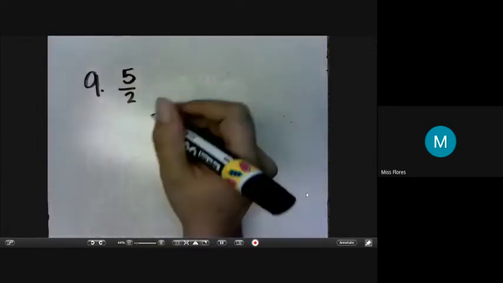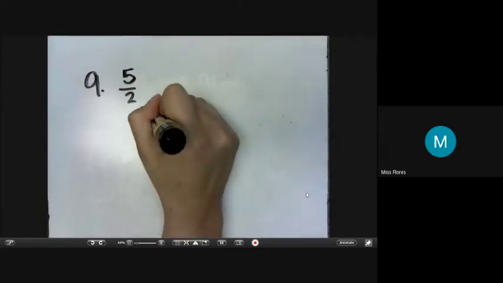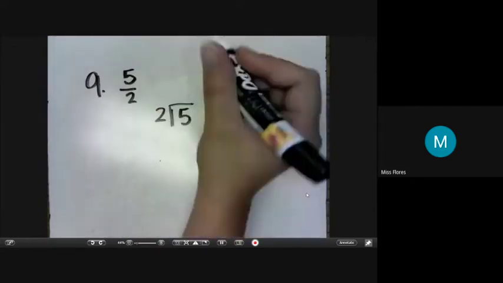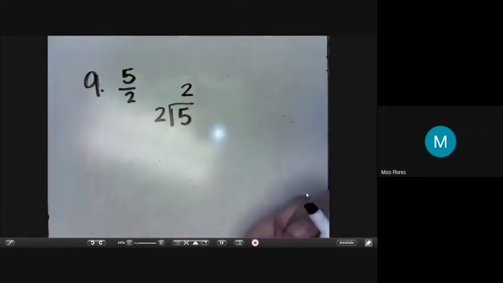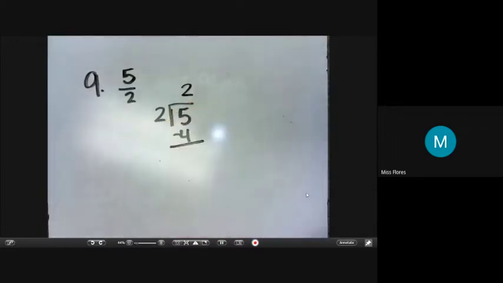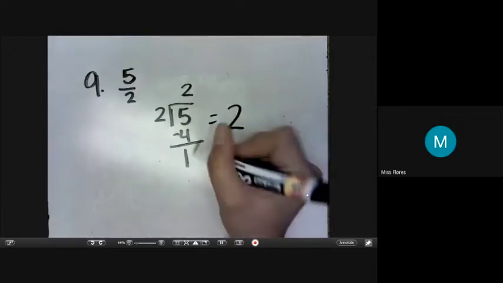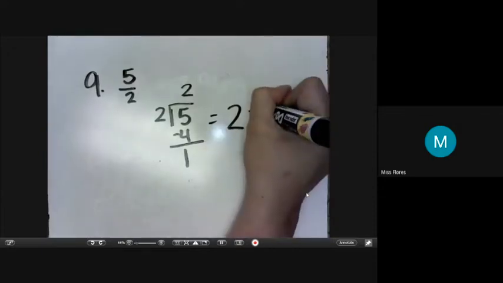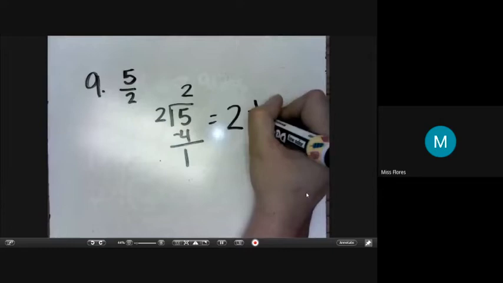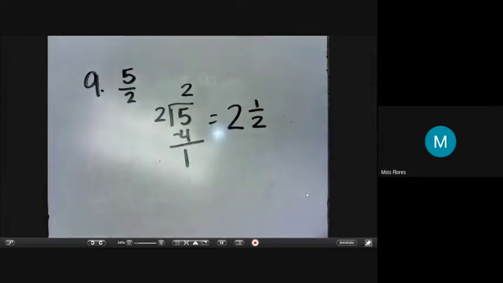All right, number 9 says change the improper fraction 5 over 2 to a mixed number. So the first thing we need to do is we need to divide. 5 divided by 2. 2 goes into 5 2 times. 2 times 2 is 4, and now we subtract. 5 minus 4 is 1. So our 2 is our whole number. Our 1 becomes our numerator, and our 2 becomes our denominator. So we get 2 1/2.